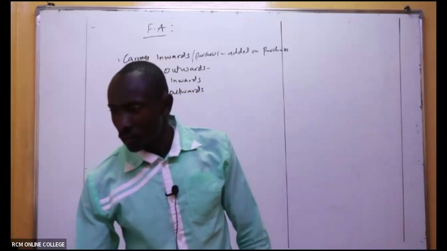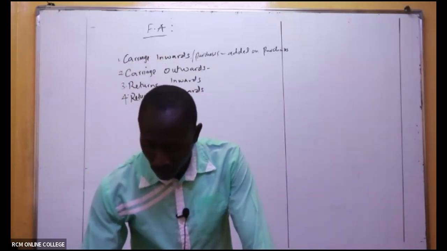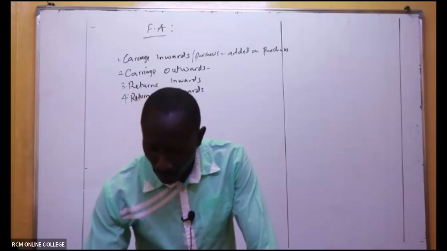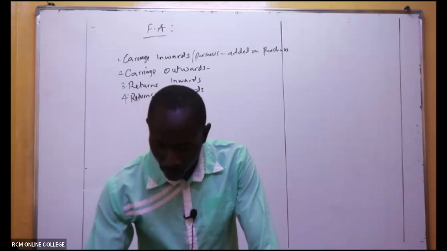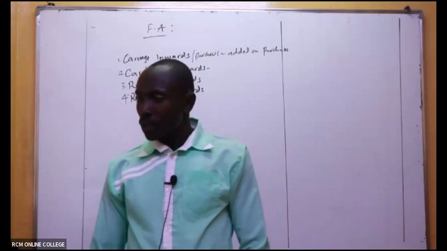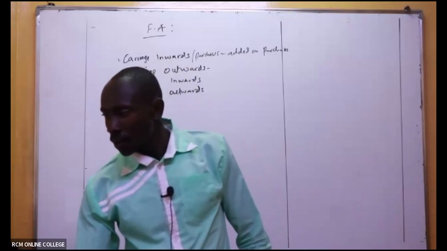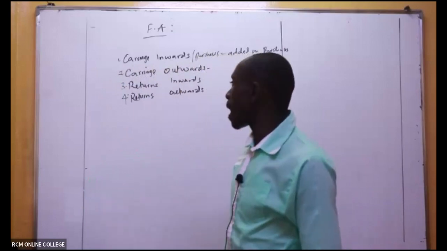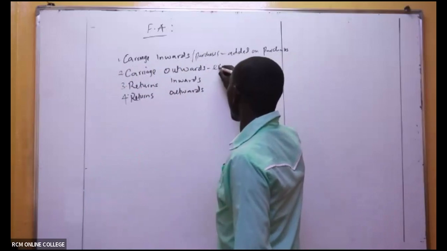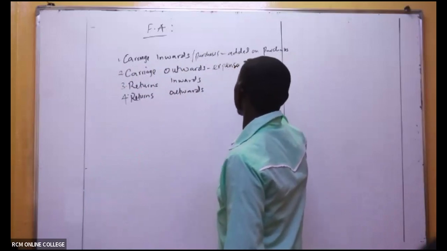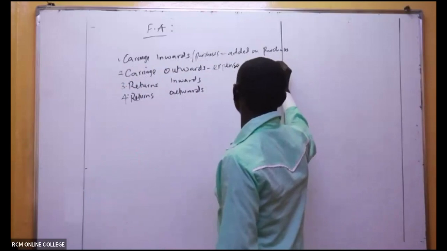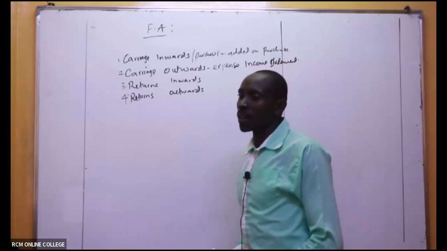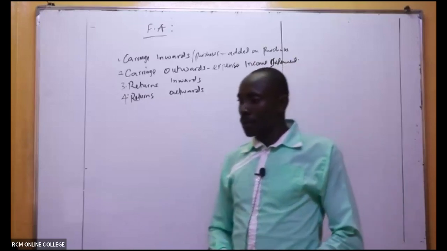Now, what is the accounting treatment for carriage outward? Any other response, class? Debit in profit and loss. So carriage outward is taken as an expense. It is taken as an expense in the income statement.